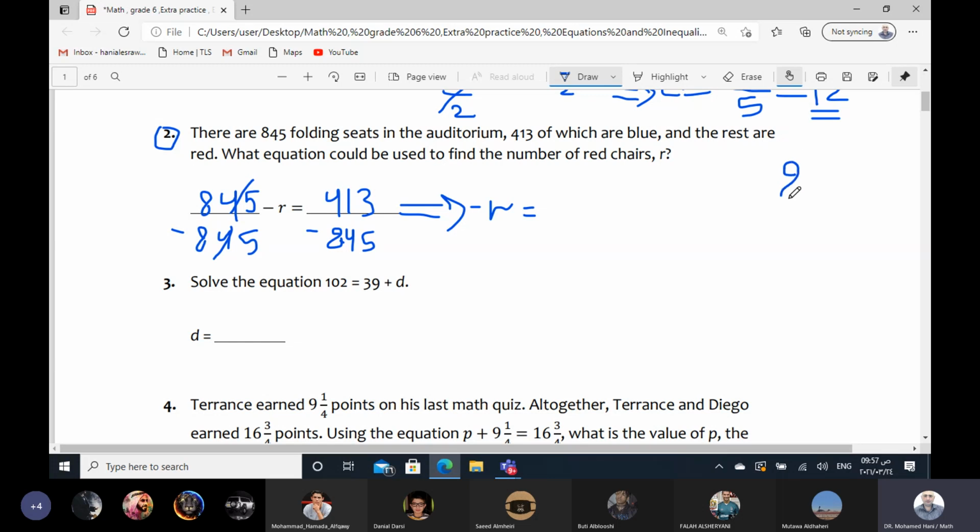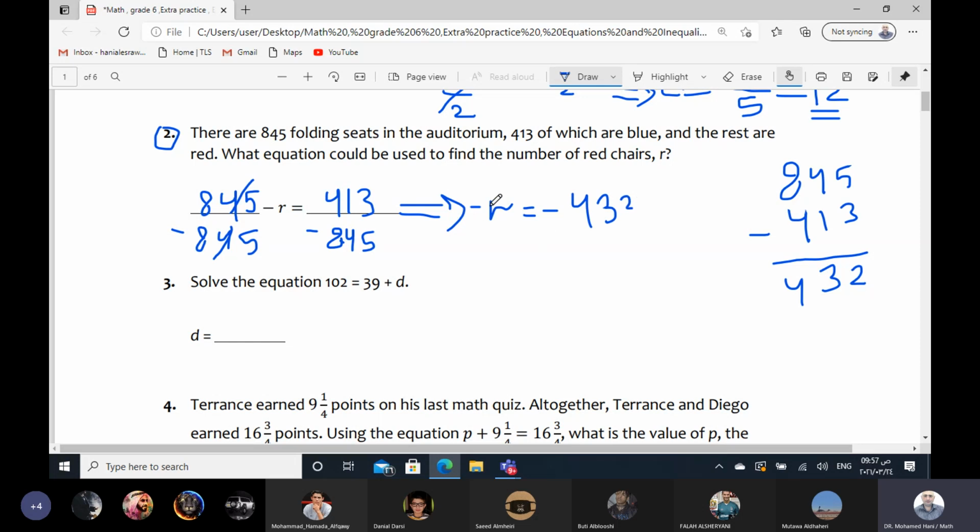Now here we have 845 minus 413. 5 minus 3 is 2, and 4 minus 1 is 3, and 8 minus 4 will be 4. And we have here, take the sign of the big number, minus 432.